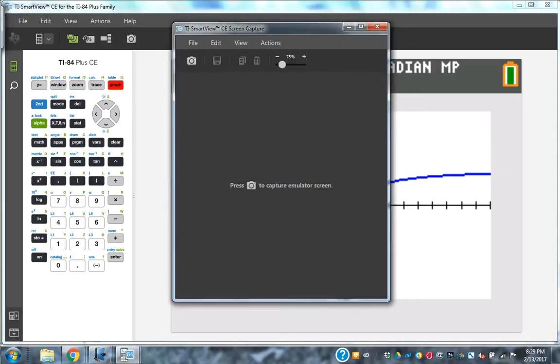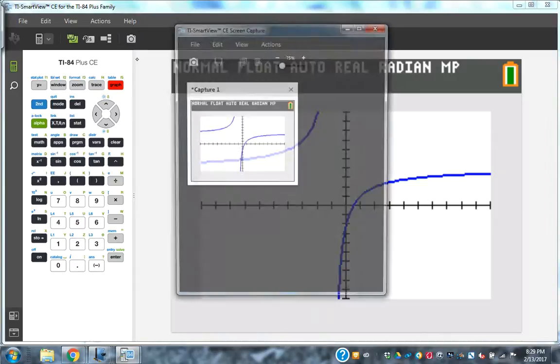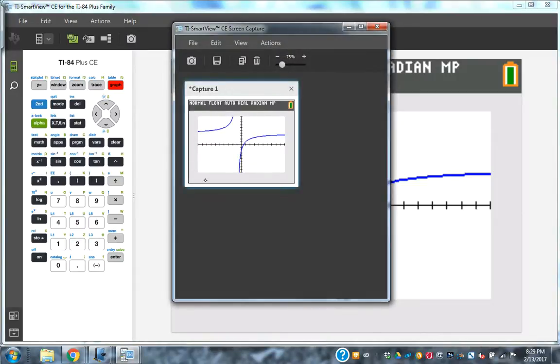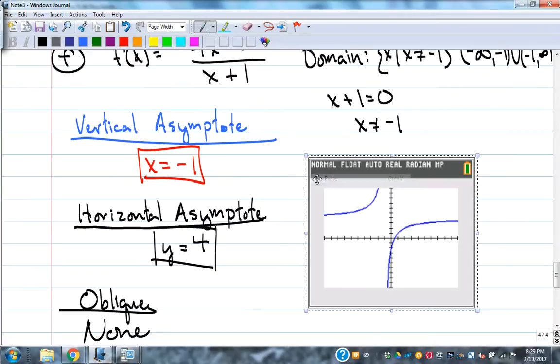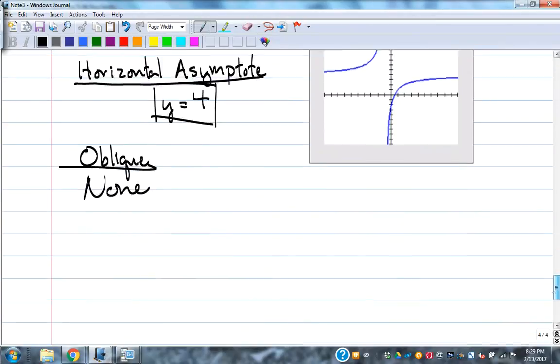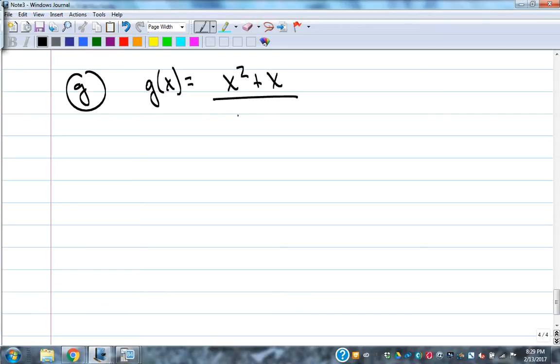Whoops, I just hit delete. That was dumb. Let's do this. Copy, and paste that. All right, Example G. Let's see what happens with this one. G of x is equal to x squared plus x over x minus 1. Seems innocent enough.